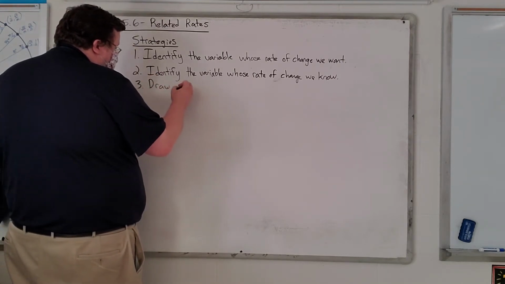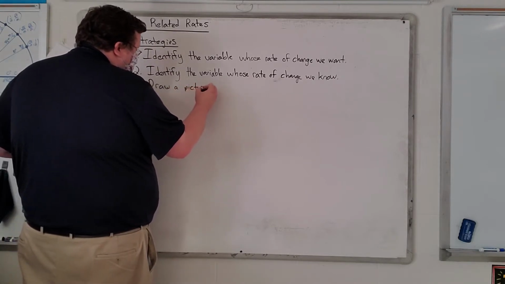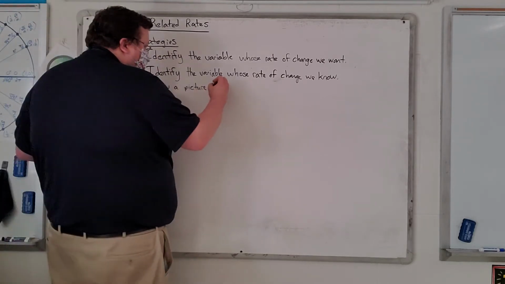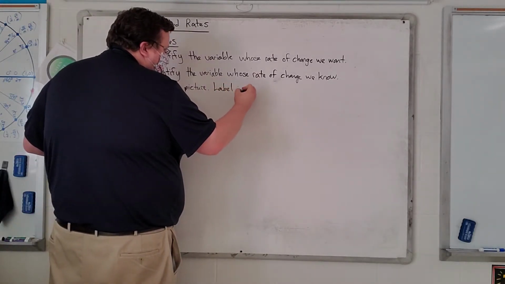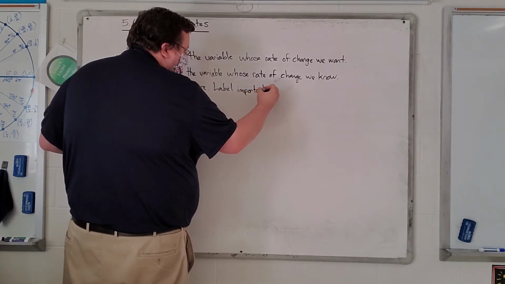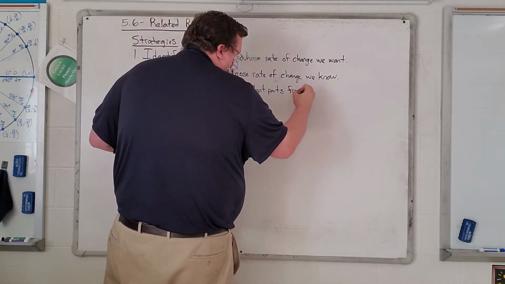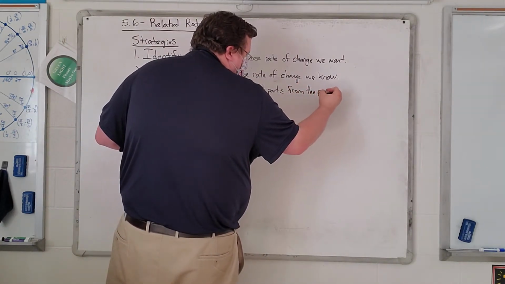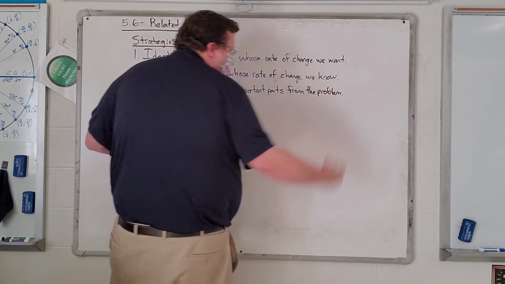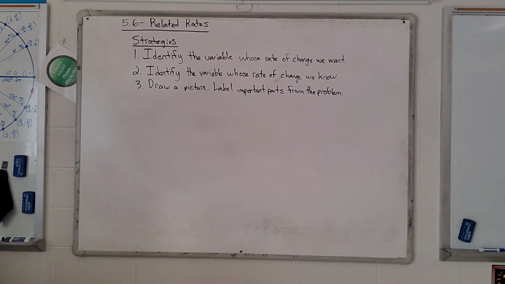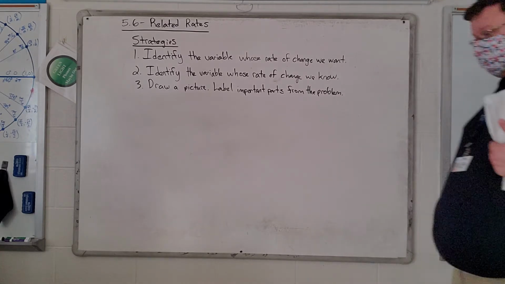Draw a picture. We still need pictures. You become an artist. Label important parts from the problem. So if I'm asking about a radius, how much is the radius changing by? Then we want to draw our sphere, and we want to draw the radius. We want to put the radius in there somewhere in our picture.